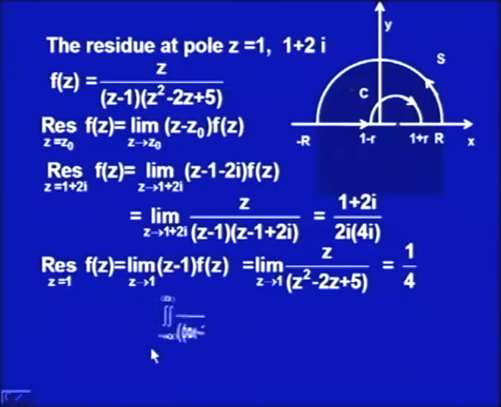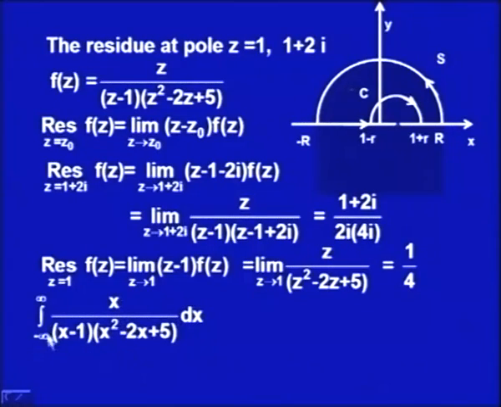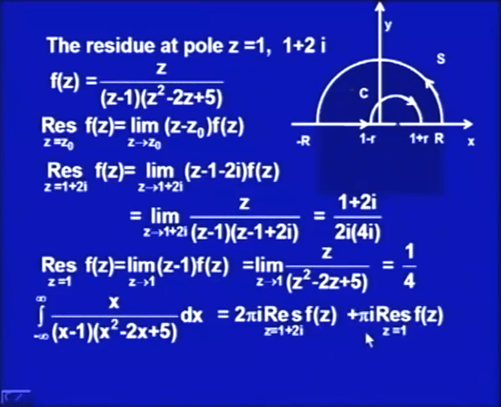Now, use the result: the integral from minus infinity to plus infinity of x upon (x minus 1)(x square minus 2x plus 5), or the principal value of this, would be equal to 2 pi i times the residue at z is equal to 1 plus 2i of f(z), plus pi i times the residue of f(z) at z is equal to 1.